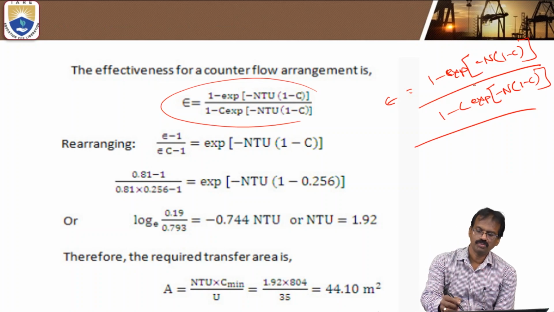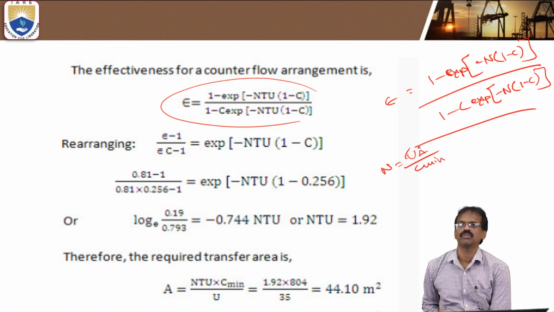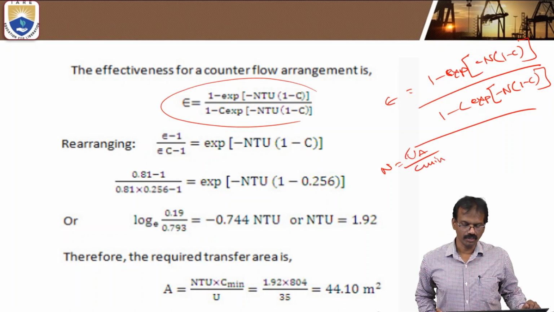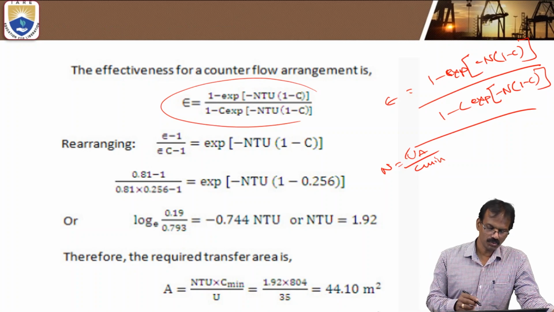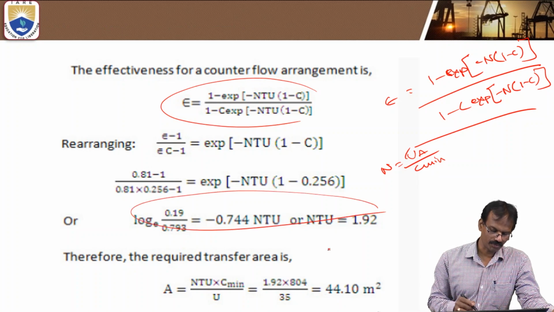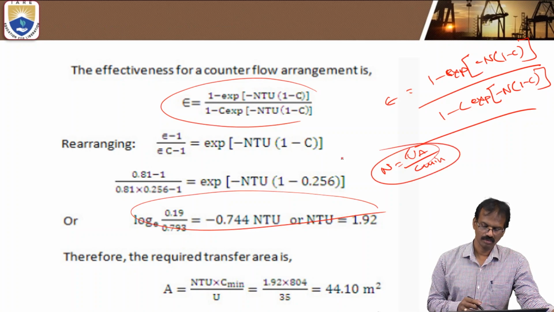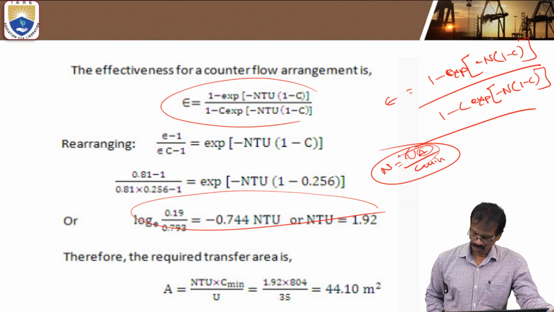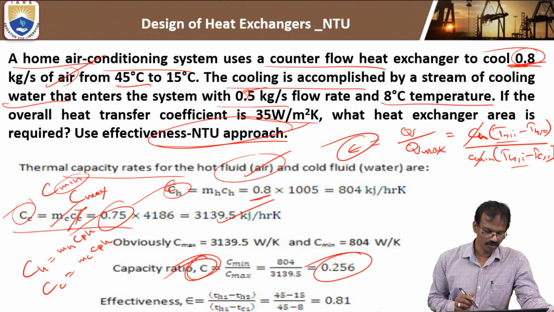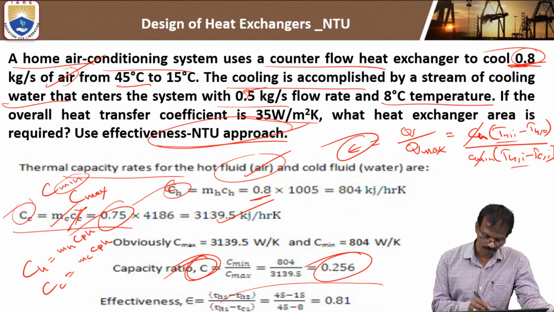So then if you substitute all the values, NTU is nothing but UA by C minimum. You know that C minimum and A and U also, overall heat transfer coefficient. Then by using this one also, you can find out the effectiveness. If you know the effectiveness, you can find out the area also. Because, okay, here we don't know the area. So it means we should find out the effectiveness by using this formula.